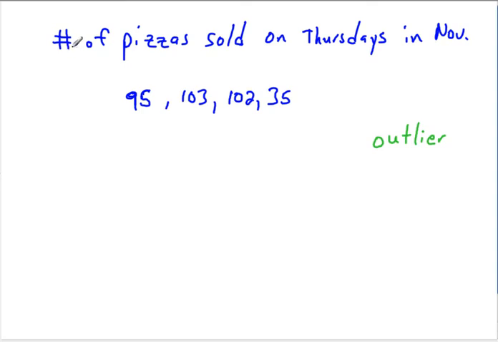Alright, so let's say you're working at a pizza place like I did in high school, and each week you write down the number of pizzas you sell each day, and that way you'll know a couple things about the next week or the next day. You'll need to know how much dough you need to make, how many employees to have based on the number of pizzas you're selling. So let's say on these 4 Thursdays in November, you sold 95 one day, one Thursday, 103 the next week, 102, and then 35.